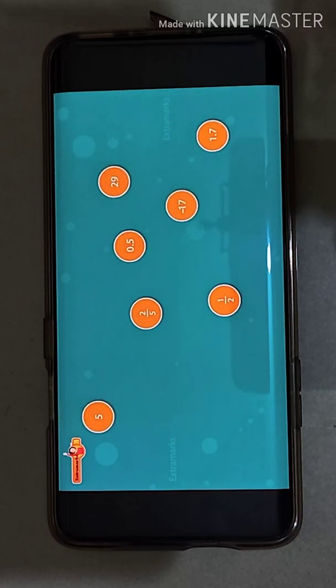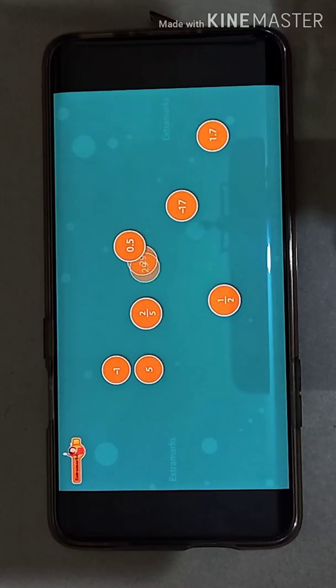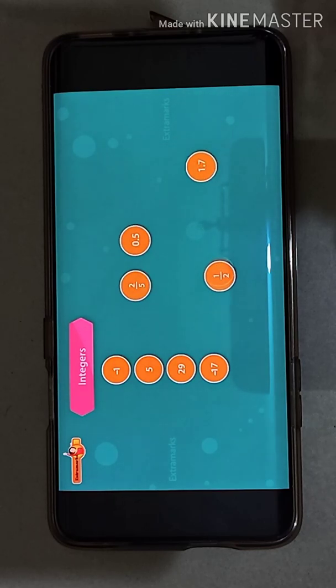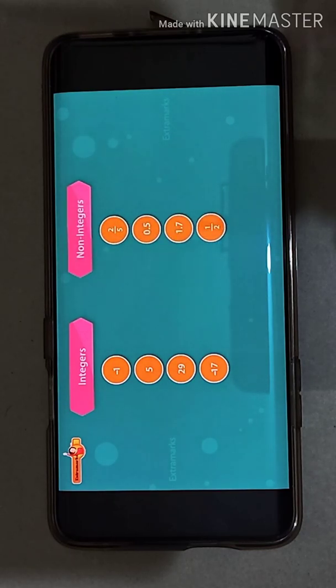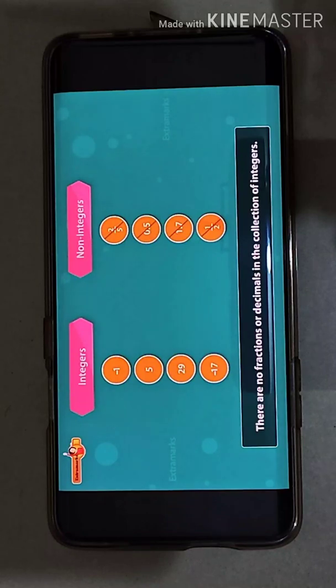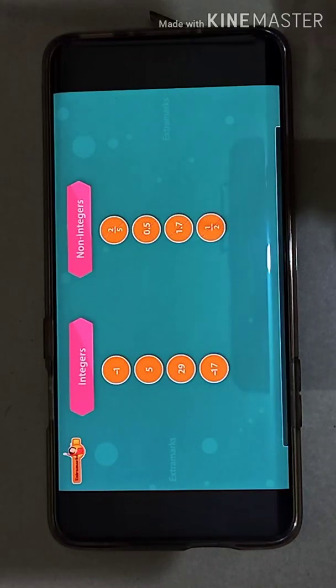Can you choose integers from this lot of numbers? Clearly, negative 1, 5, 29, negative 17 are all integers, and the rest of the numbers are not integers. Here is an important point to keep in mind. There are no fractions or decimals in the collection of integers.